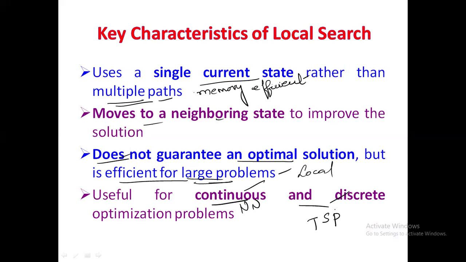Its flexibility across different problem types and its ability to handle complex search spaces make it a powerful tool in various fields, including AI, artificial intelligence, OR, operations research, and machine learning, ML.